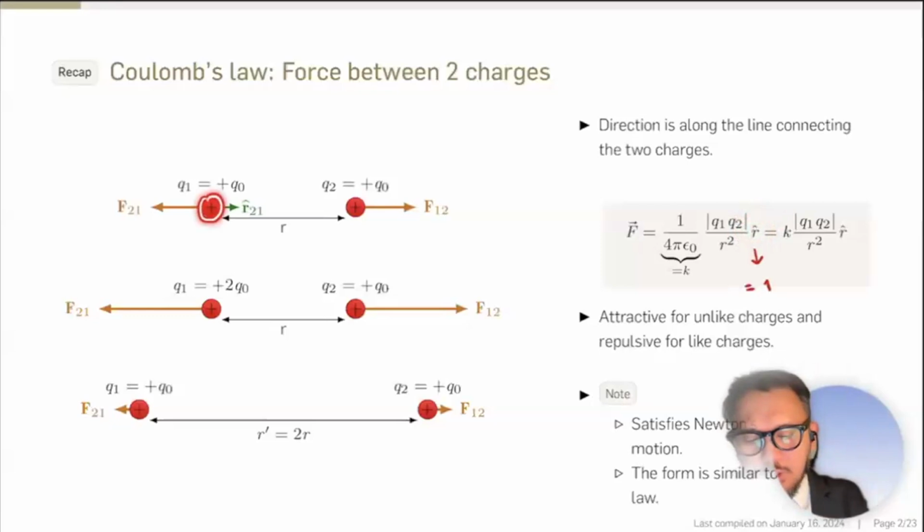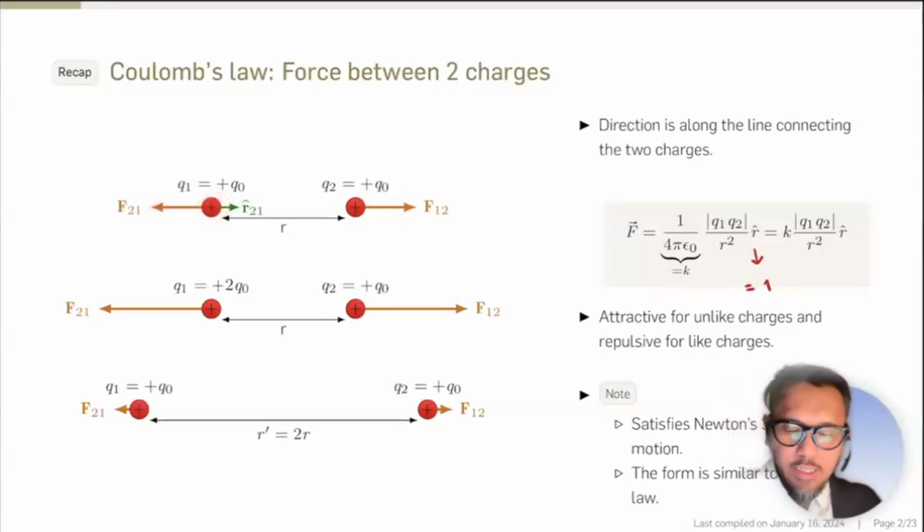Let's say we have 2 positive charges here. We know that if the charges are alike, they have the same sign, then we get repulsion between the 2 charges. If the charges are different, then we have attraction. And the direction is along the vector that connects the center of masses. For one particle, it points away from the other particle. This particle also points away from the other particle.